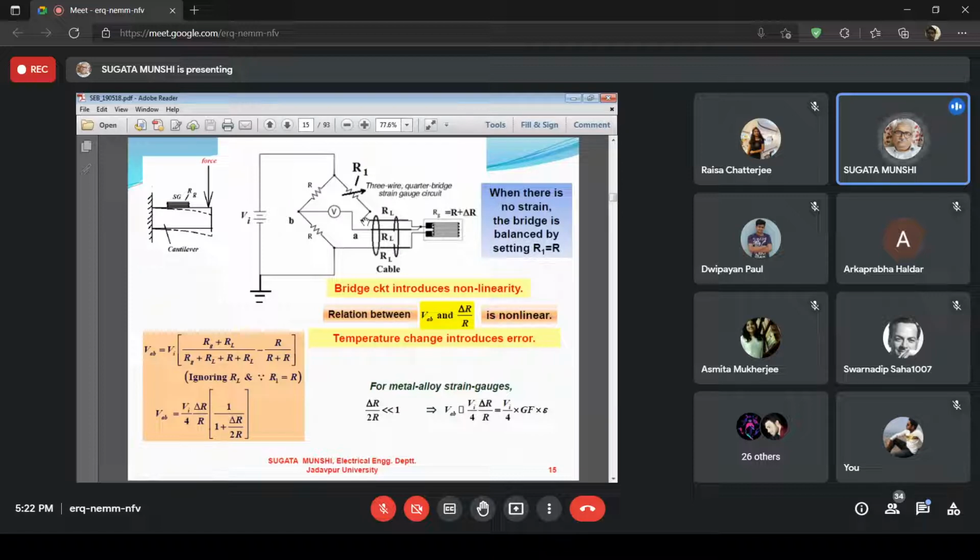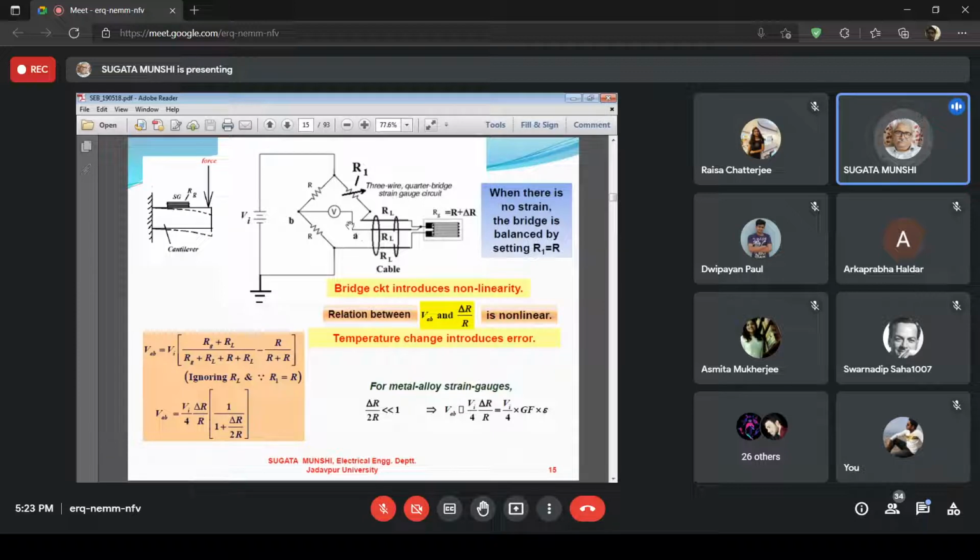Now when you apply a mechanical strain, what will happen? The bridge balance will be disturbed, so there will be an output voltage. Why will the bridge balance be disturbed? The resistance of this strain gauge will become, instead of R, R plus delta R, or depending on the arrangement, it may be R minus delta R. So the bridge balance is upset.